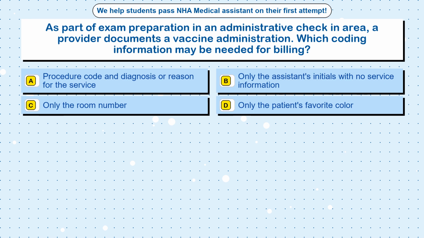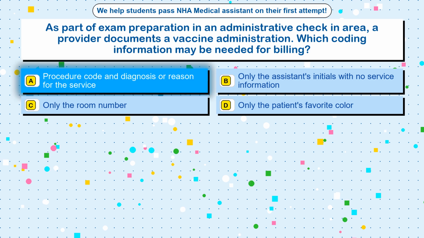Question 34. As part of exam preparation in an administrative check-in area, a provider documents a vaccine administration. Which coding information may be needed for billing? Option A, procedure code and diagnosis or reason for the service. Option B, only the assistant's initials with no service information. Option C, only the room number. Option D, only the patient's favorite color. The correct answer is option A, procedure code and diagnosis or reason for the service.